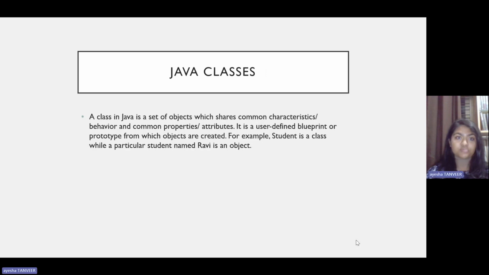Java classes. A class in Java is a set of objects which shares common characteristics, behavior, and common properties, attributes. It's a user-defined blueprint, a prototype from which objects are created. For example, student is a class, while a particular student named Ravi is an object.